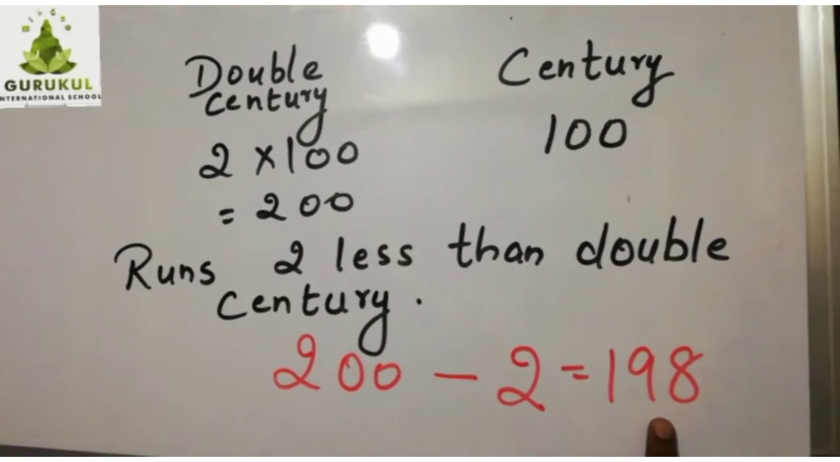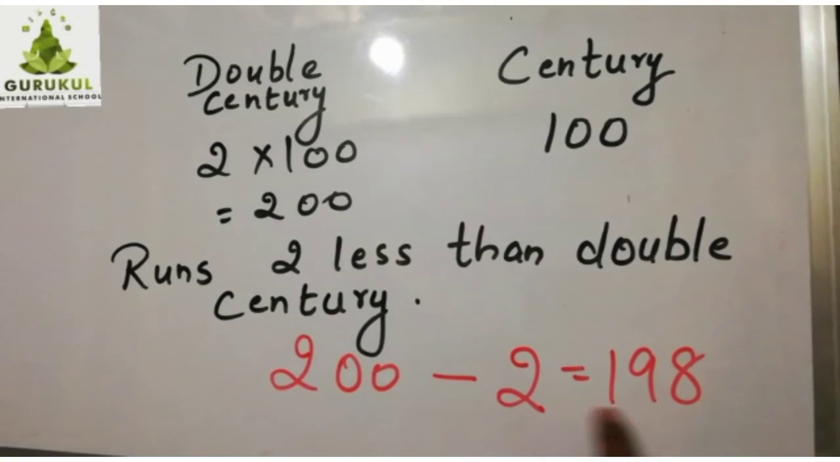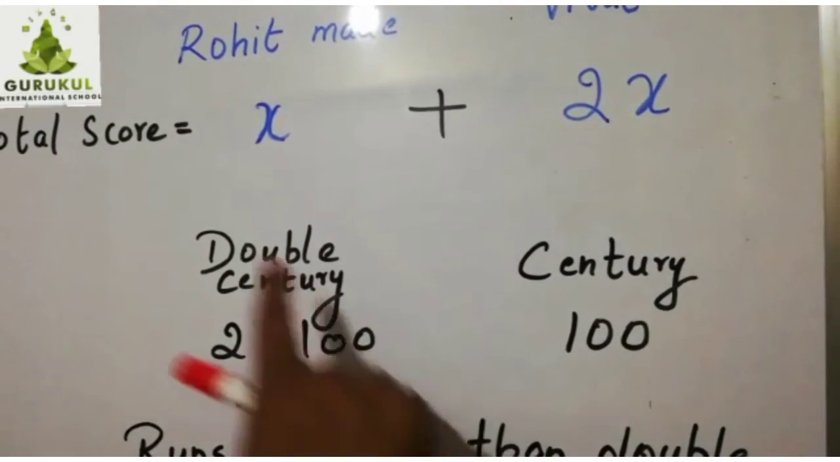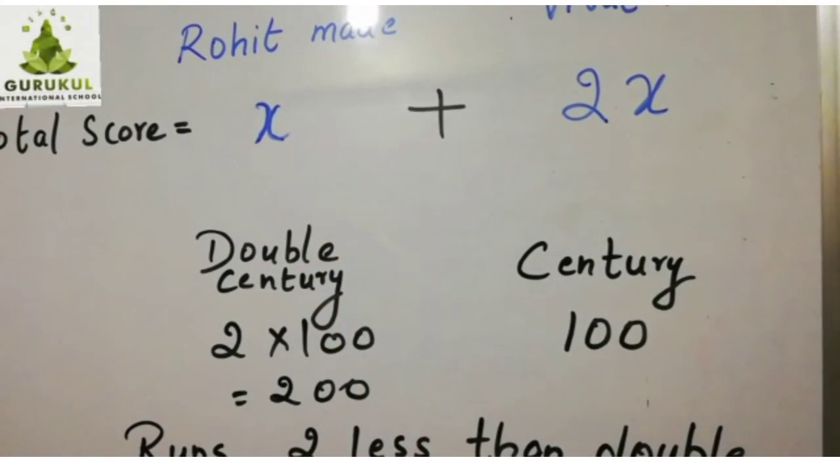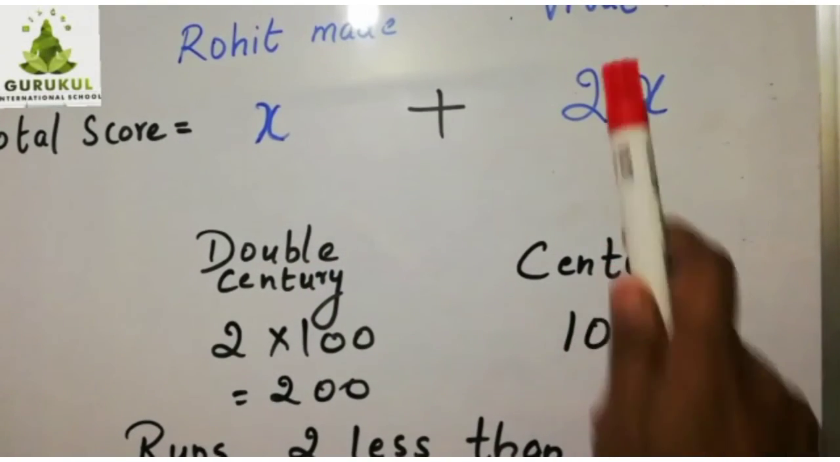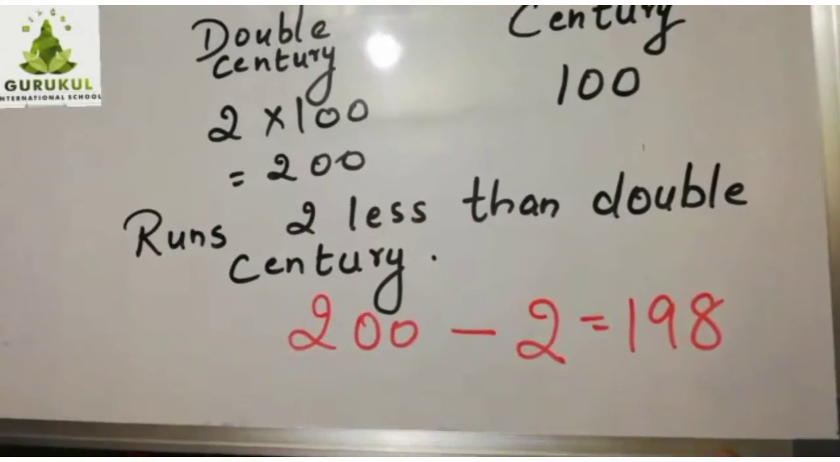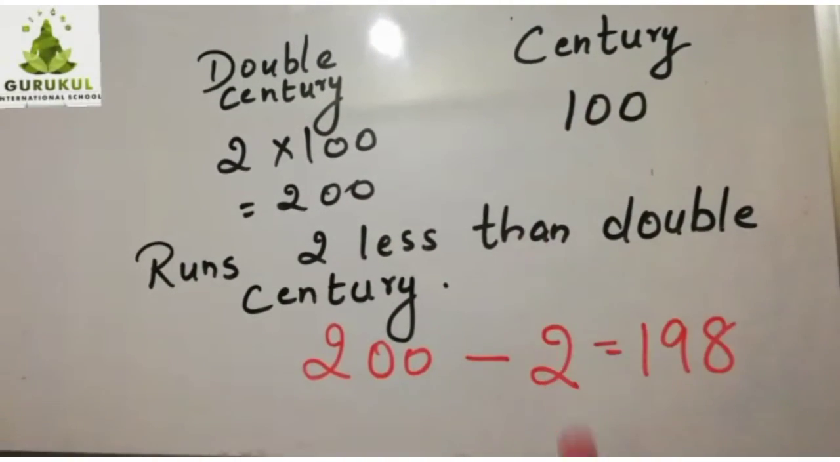Here you have the total run 198. Totally they scored 198, and in the top part we found out the total score, that is X plus 2X. So equate this with the last part, that is this one. Is it clear to you? So X plus 2X is equal to 198.